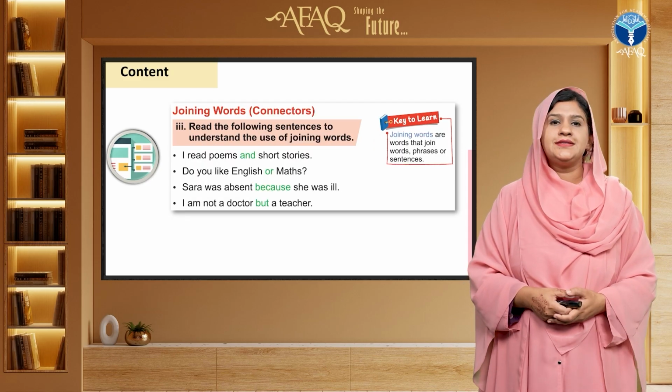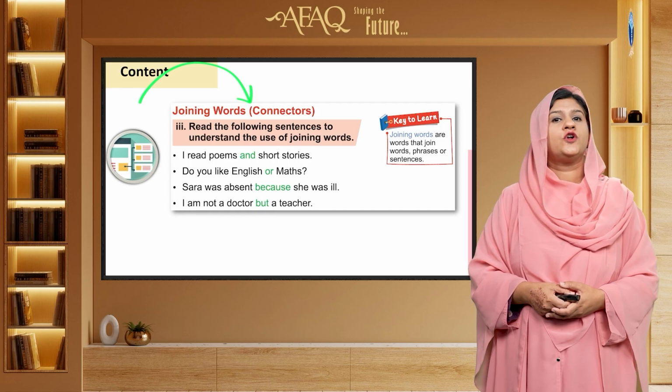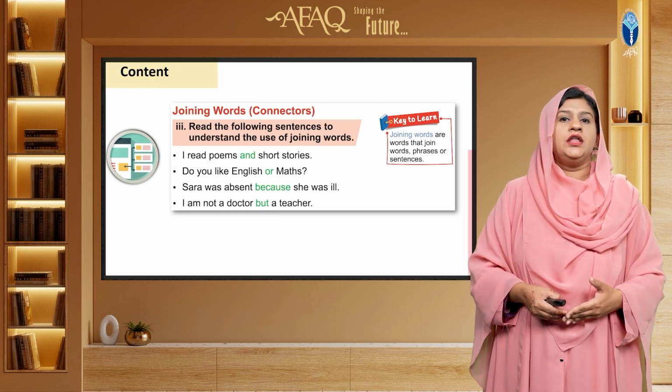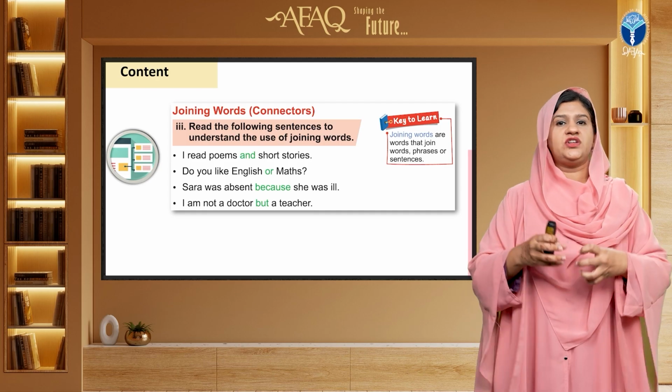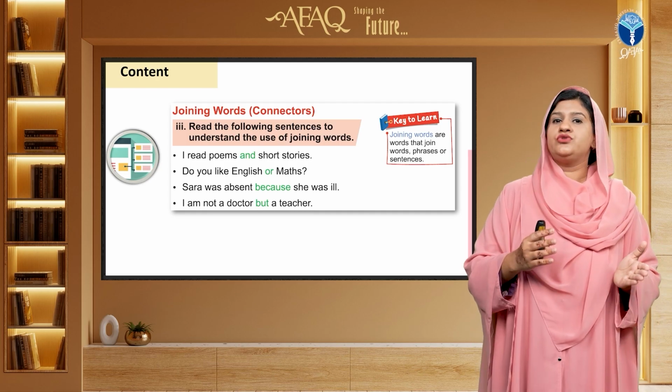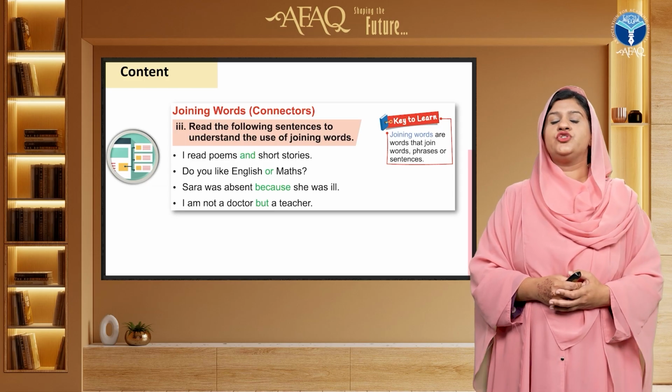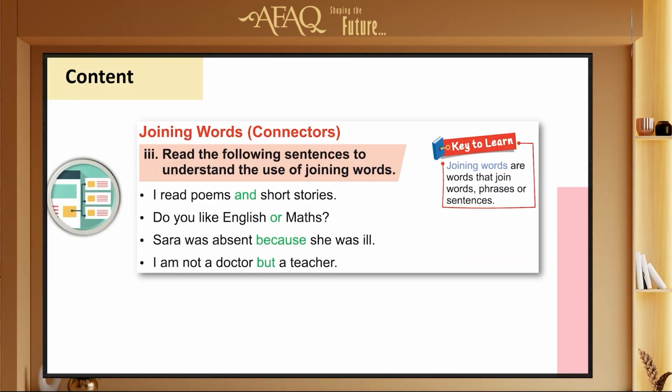The next thing is joining words. They are also called connectors. So as the name indicates, they are required to join some ideas. When we are talking about two to three different things in one sentence, there are some words which are needed to join them. So joining words are words that join words, phrases or sentences. Let's see some examples of how they are used. Read the following sentences to understand the use of joining words.